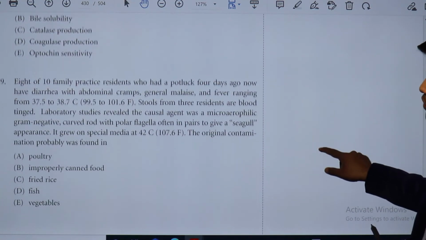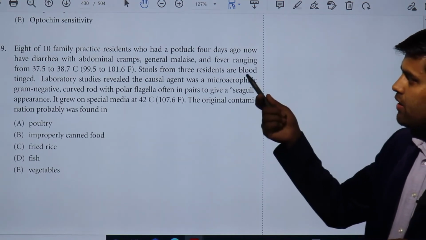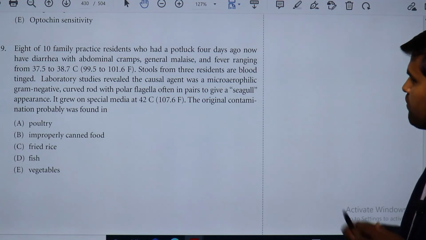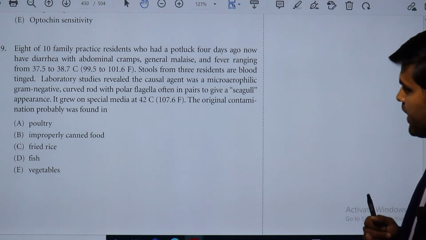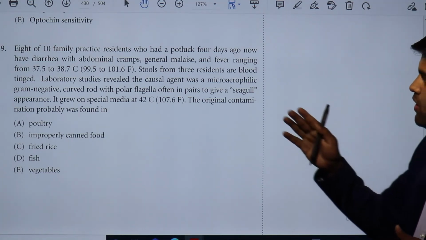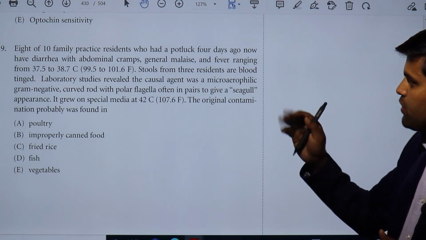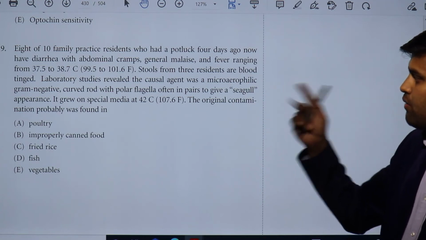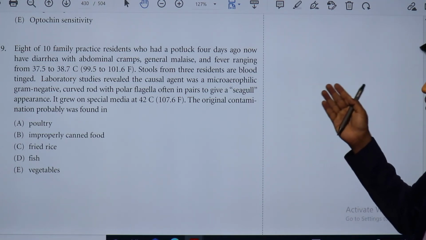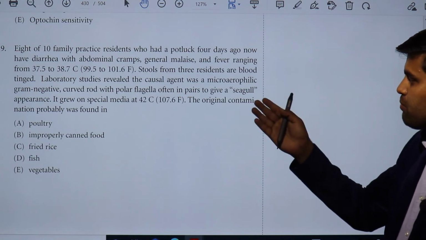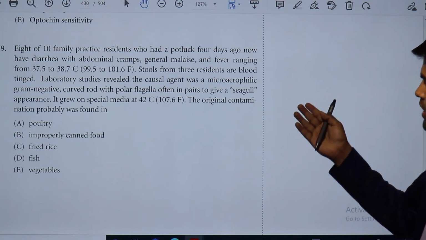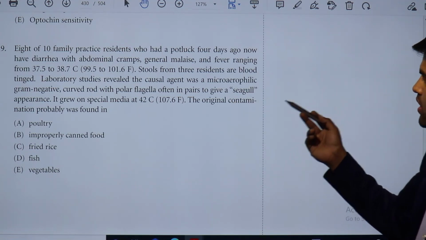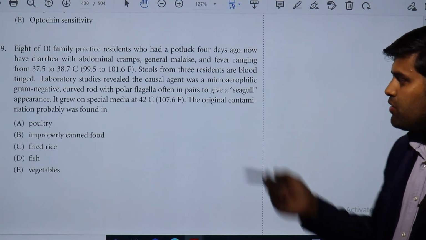Moving forward, if you are talking about this: 8 of 10 family practice residents who had a potluck 4 days ago now have diarrhea with abdominal cramps, general malaise, and fever ranging from 37.5 to 38, that is 99 to 100. Stool from these residents is blood tinged. Laboratory study revealed the causative agent was a microaerophilic gram-negative curved rod with polar flagella, often in pairs, giving a seagull appearance. It grew on special media at 42 degrees Celsius. The original contamination probably was found in?